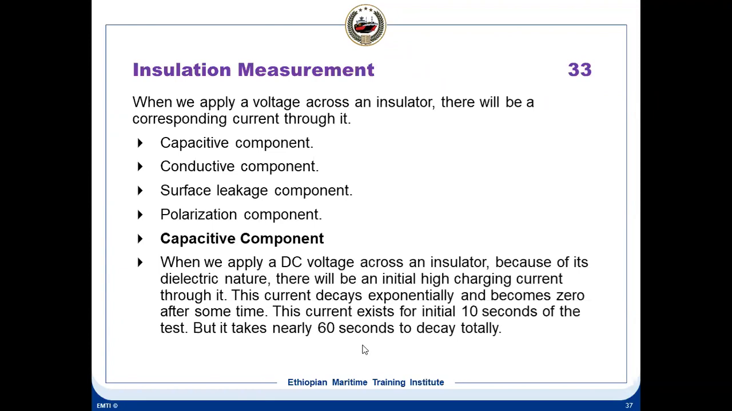That is the reason we apply the voltage for 60 seconds, because within 60 seconds this charging will be complete. So when you apply the megger, you do not apply it for just 1 second and take the reading, because you will not get the correct reading. You have to apply it for at least 60 seconds. That means 1 minute, when this capacitive current will decay and finish. That means your insulator will be fully charged. That is why we apply it for 60 seconds to measure the insulation resistance. So one is capacitive current.